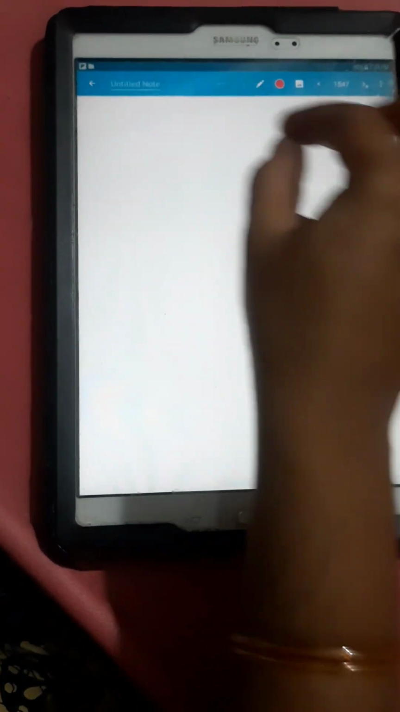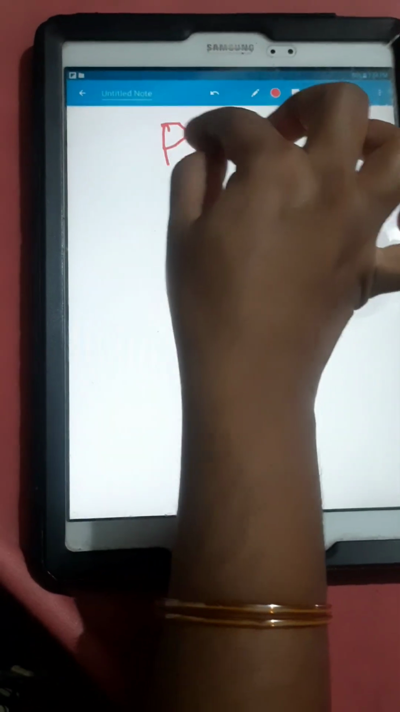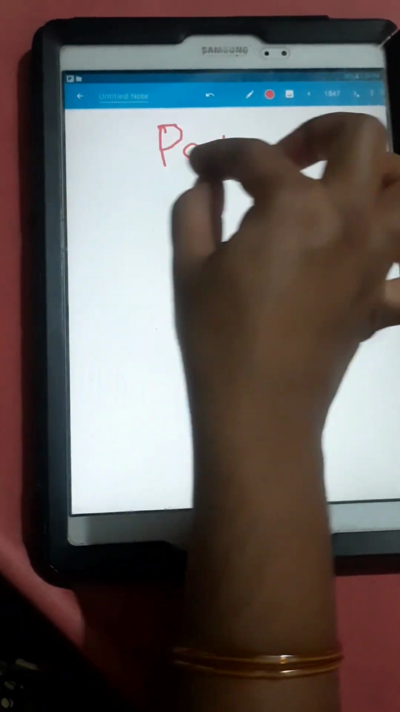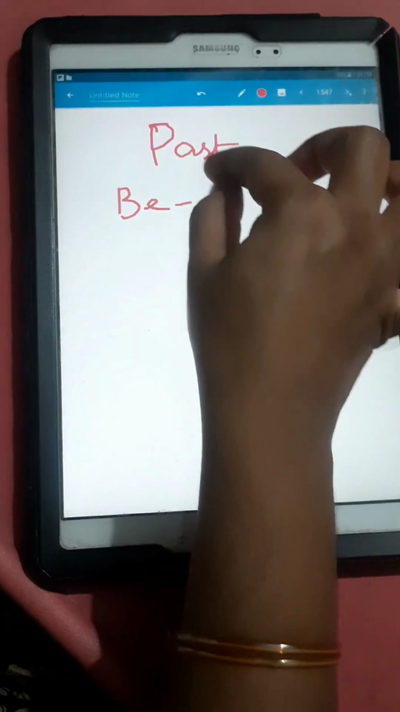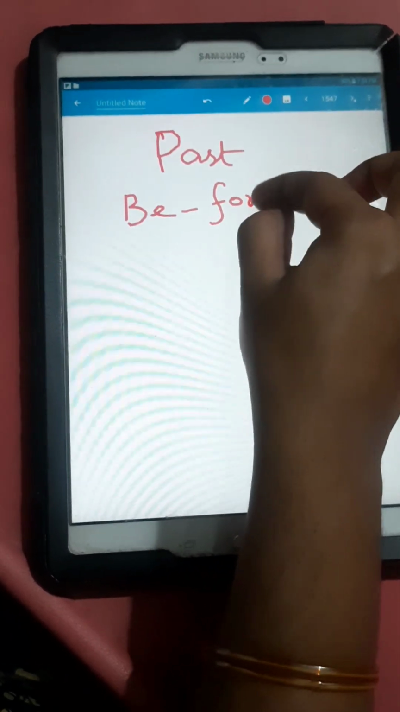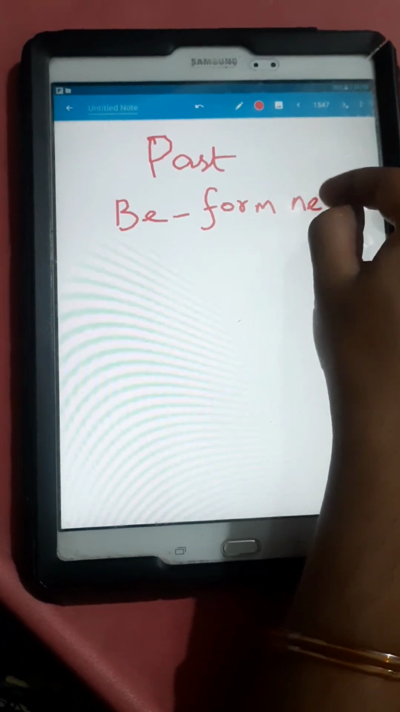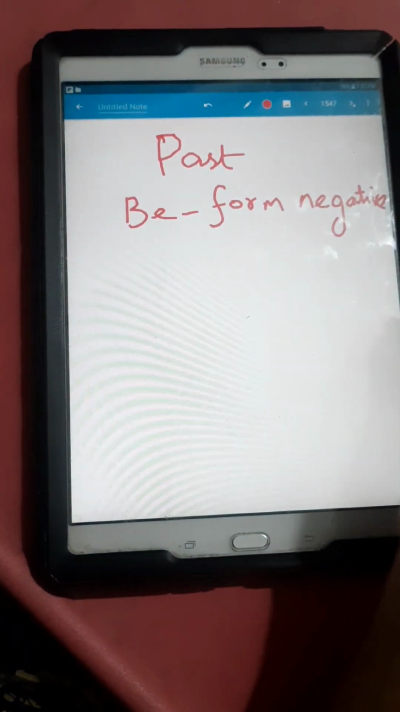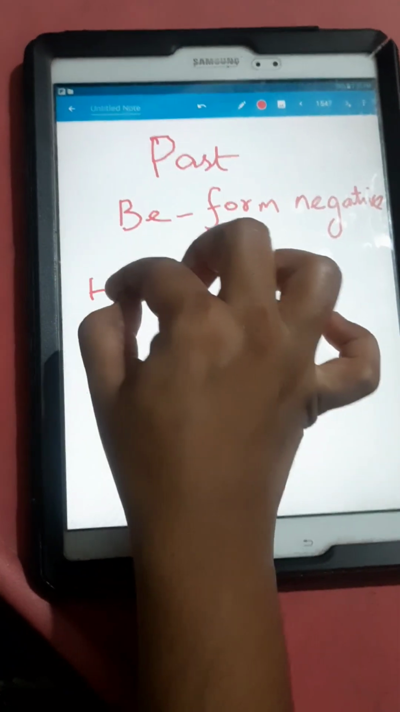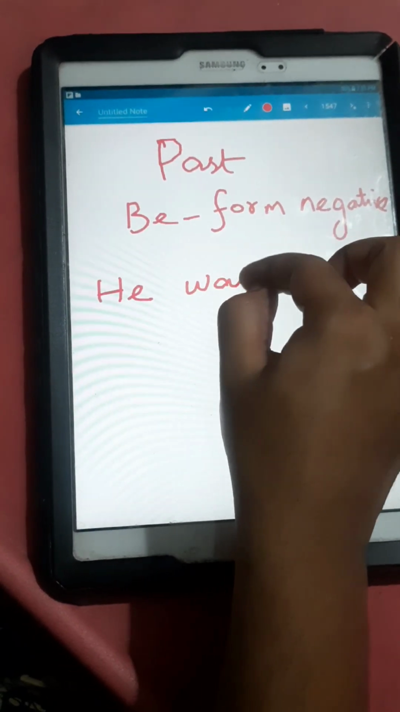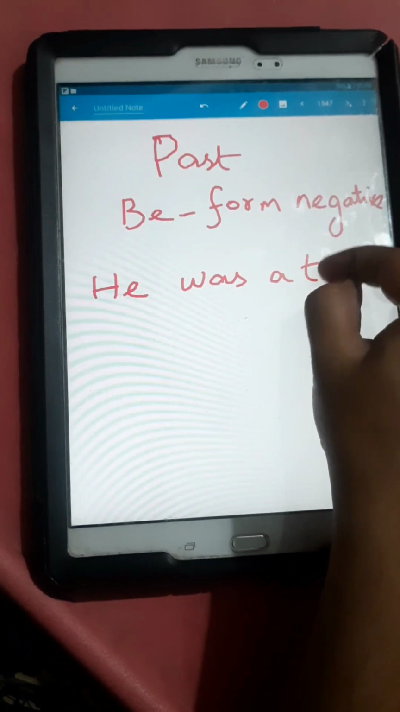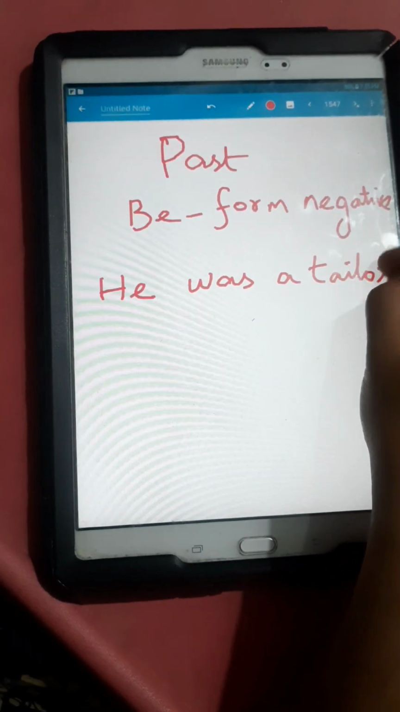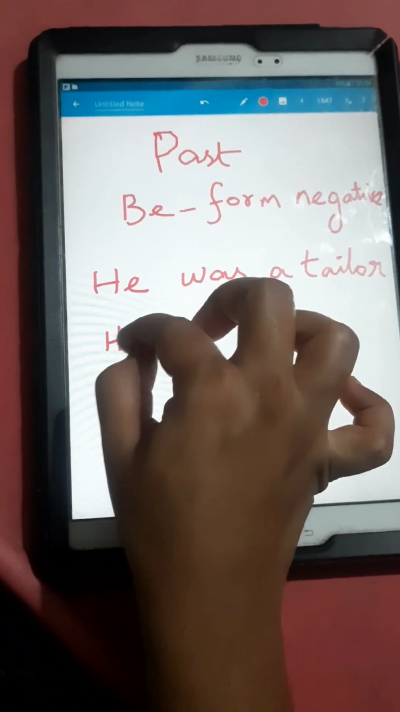Okay. Next I am going to help you with changing the past be form of the verb into a negative sentence. Okay, let's dive into it. Already I told you that the past be forms of the verb that we have are was and were. Now I am going to give you the sentences. It is very easy to change the sentence into negative.